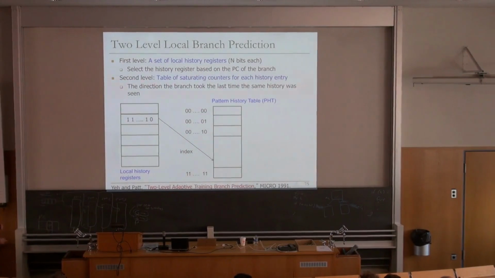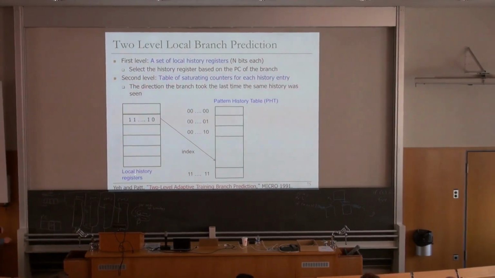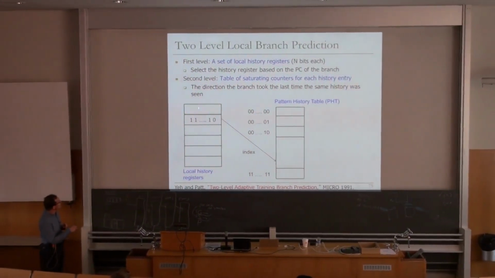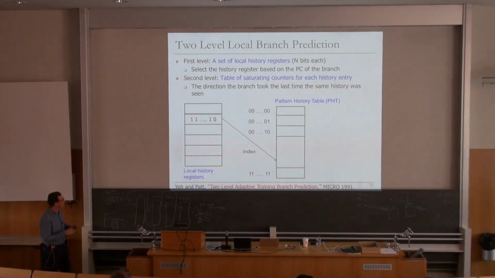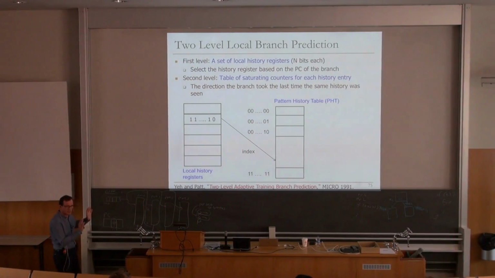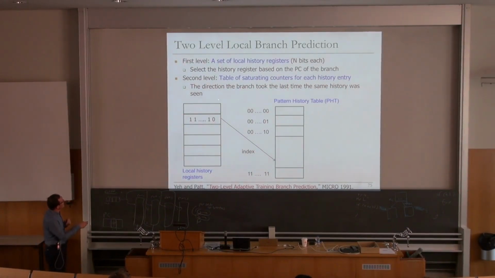Okay, this is the example. We just had local history registers. This is branch A, branch B, branch C, branch D, branch F. So this is not going to be feasible, as you can imagine, for all branches. And each of them have a local history. And you select the history register based on the program counter of the branch, and you can pick m bits. The second level is a table of saturating counters for each history entry.